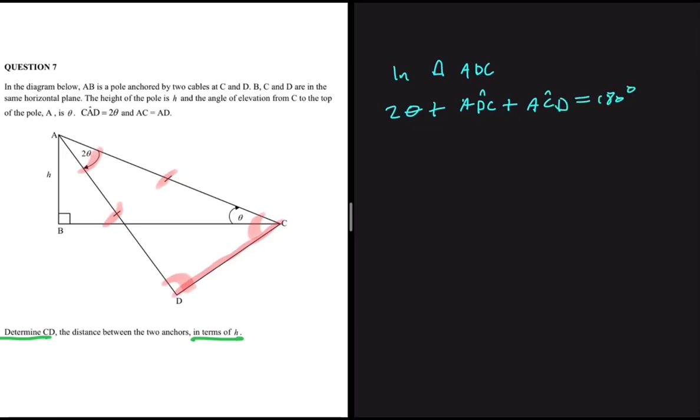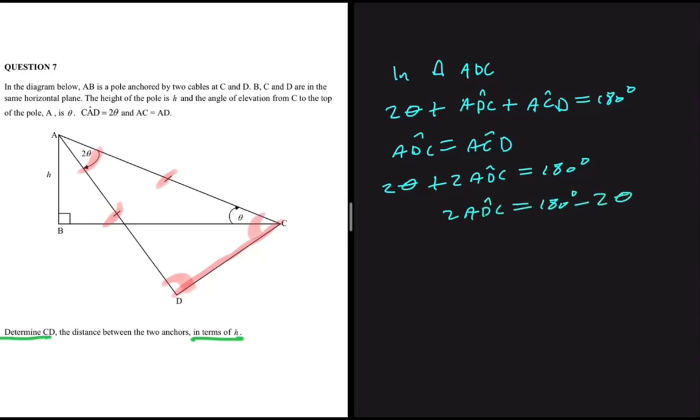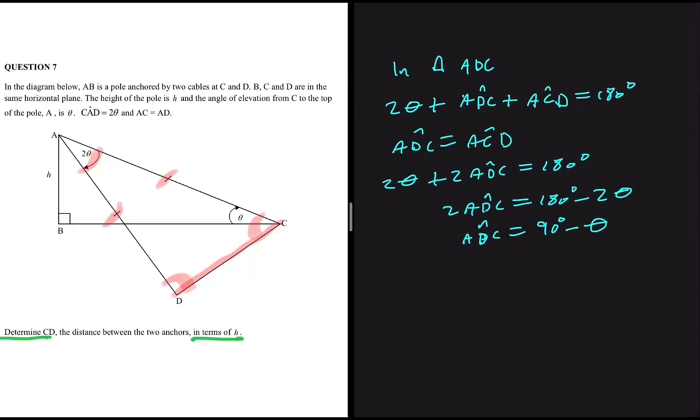But then because ADC and ACD are equal to each other, since the lines are equal to each other, now we're going to have 2 theta plus 2 ADC being equal to 180 degrees. So now we have 2 ADC being equal to 180 degrees minus 2 theta. If you divide both sides by 2, you get ADC is equal to 90 degrees minus theta. So now we have this angle here, which is 90 degrees minus theta. This angle here is also 90 degrees minus theta.